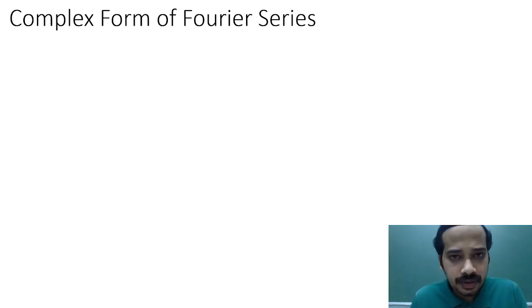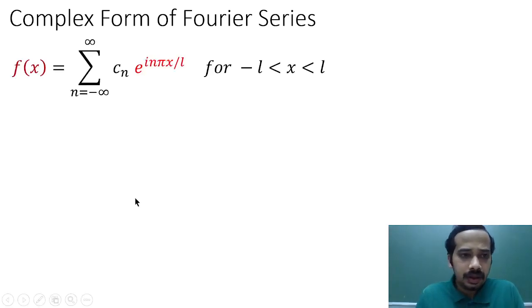Complex form of Fourier series: we can combine the sine and cosine. I hope all of you know Euler's formula, e to the power i theta is equal to cos theta plus i sin theta. Using that, we can convert the Fourier expansion into a complex Fourier expansion in the range minus L to plus L.